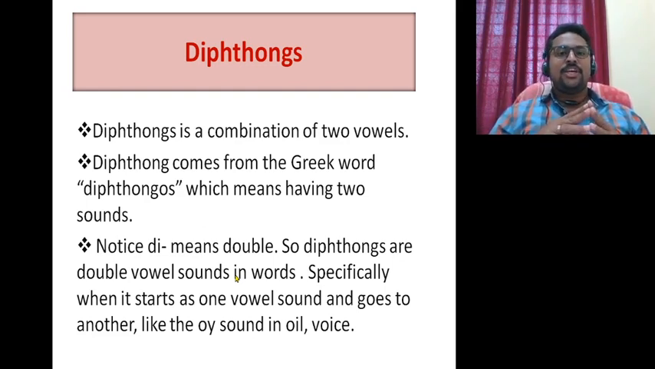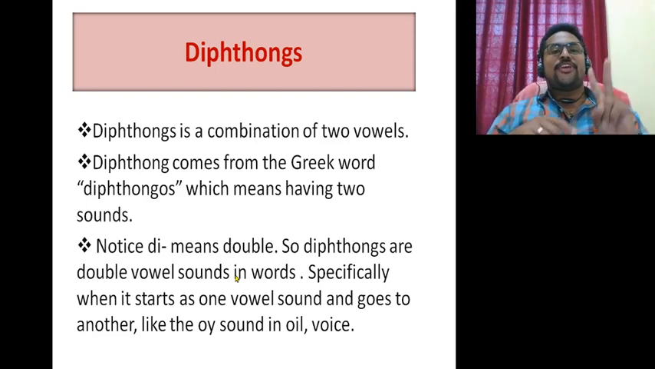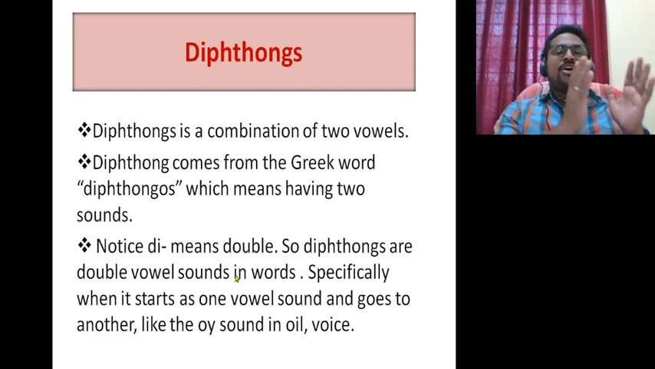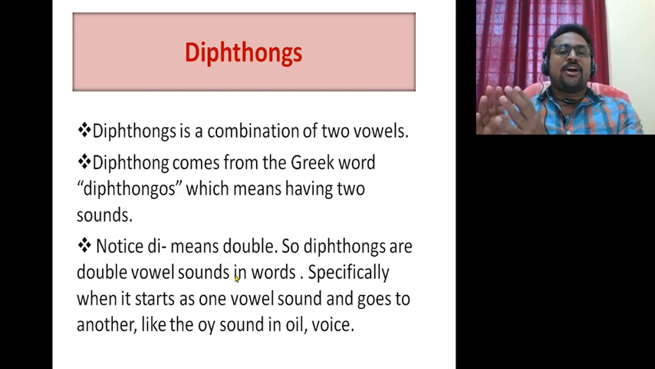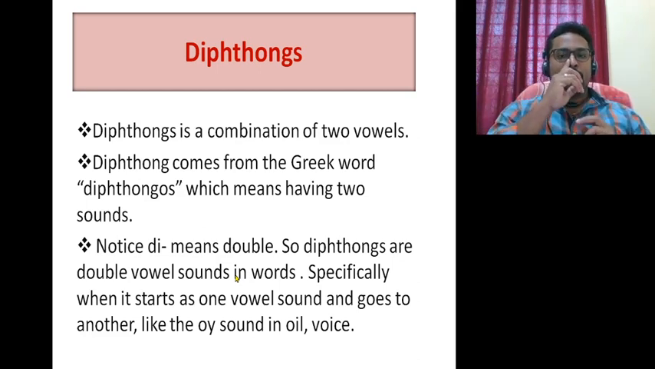In English, we have 26 alphabets. These 26 alphabets consist of 44 sounds. The 44 sounds are again classified into two types: one is vowel sounds and the other is consonant sounds. We have 20 vowel sounds and 24 consonant sounds.